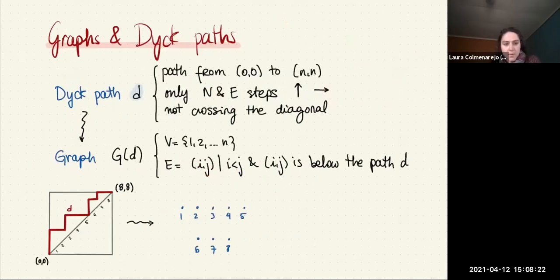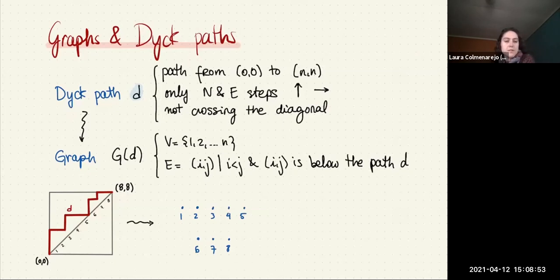Now, during this talk, we are going to be focusing on some particular set of graphs. Among all the graphs, we are going to be looking at those that are coming from Dyck paths. So a Dyck path is just a path that goes from 0 to n. So I have here an example. I'm only going to be allowed to take north and east steps. So I can only go up and to the right. And then the condition that I have is that I don't want to cross this diagonal. And those I'm going to call Dyck paths.